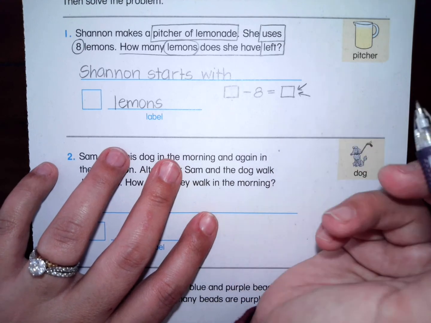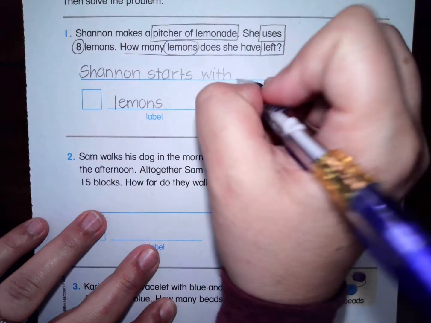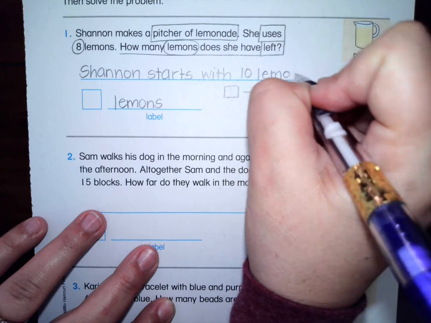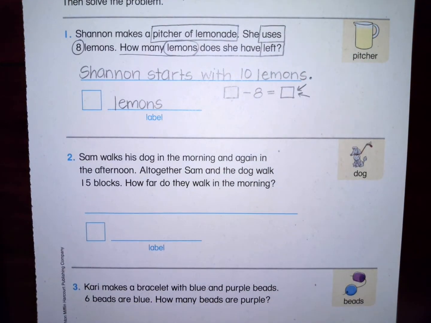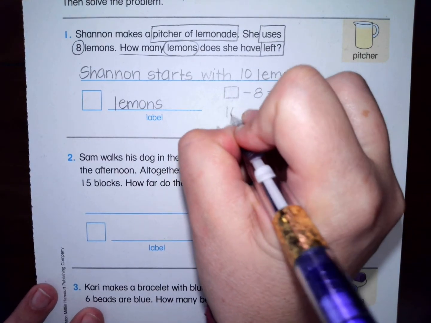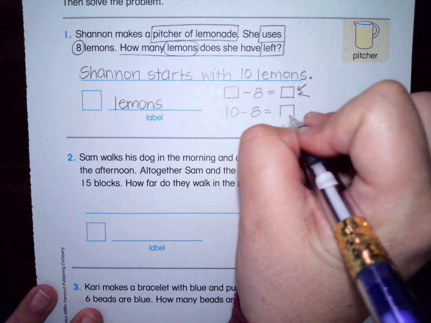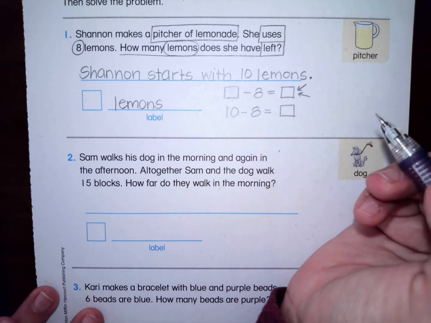true. So everybody right now, we're all going to choose the same number for this one. I want everyone to write a 10. And then write lemon. So Shannon starts with 10 lemons. Now can we rewrite our equation? You bet. This 10 is going to replace our box. So I have 10 minus 8 equals box. Remember, this final box is how many we have left. That is staying as the box.